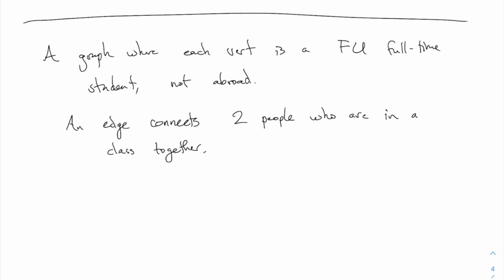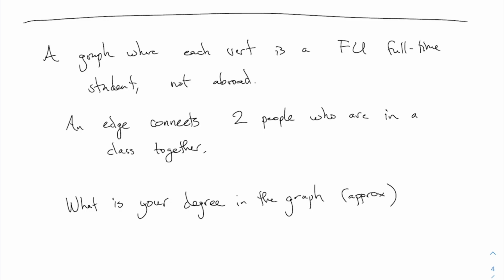So inside this graph, all of you are connected to all of the other ones of you, but you are also connected to all the people in your other classes. All right, so this is the idea behind this graph. All right, can we ask some simple questions about this graph? How about, what is your degree in the graph? Let's just say approximately. I suppose you could figure out if you really wanted to. What do you think? Is it like something like 5, something like 50, something like 100? What do you think?